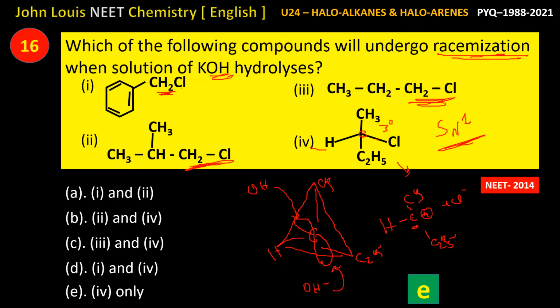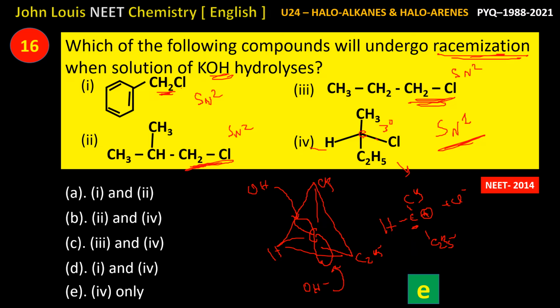So therefore, only compound C will undergo racemization, because all the other three compounds are primary halogen compound. They all undergo SN2 type. Only the tertiary halogen compound will undergo SN1 type. Therefore, a carbocation will form, and the nucleophile can attack from both ends. Therefore, a mixture of two different products will form. That is what is called racemization.